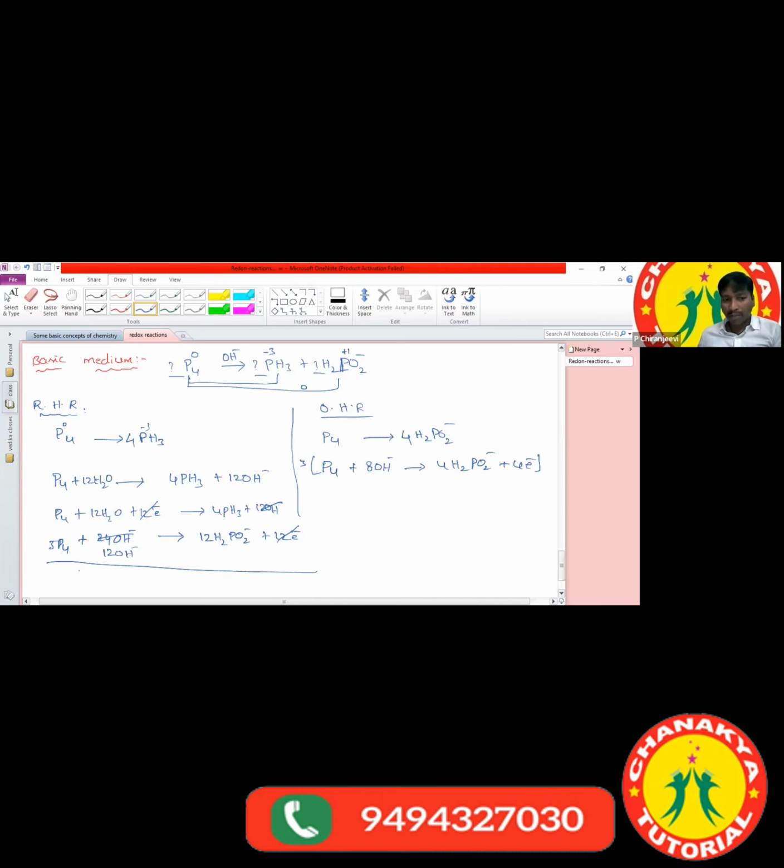The total number of phosphorus atoms here is 4, 3 plus 1, 4. So 4 moles of P4 plus 12 OH minus plus 12 H2O gives rise to 4 moles of PH3 plus 12 moles of H2PO2 minus. This is the balancing of the equation. This is the basic medium, and this is one of the previous year questions.